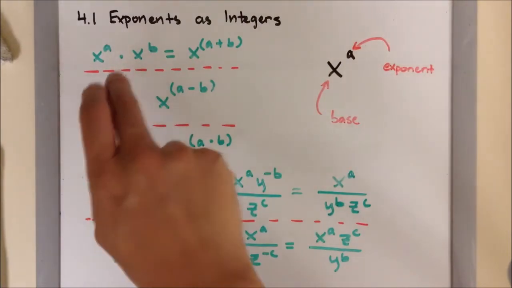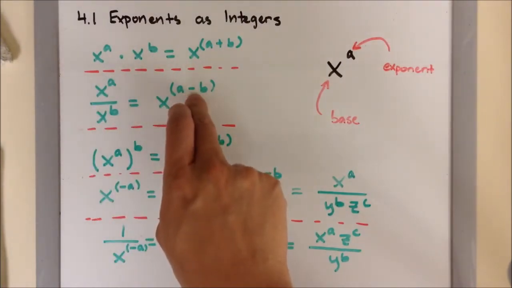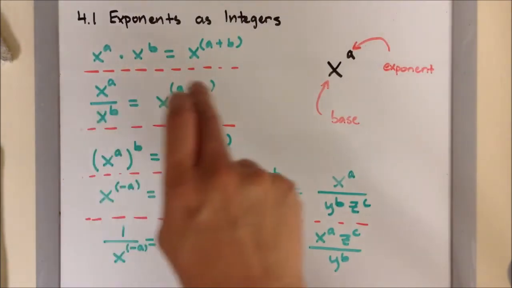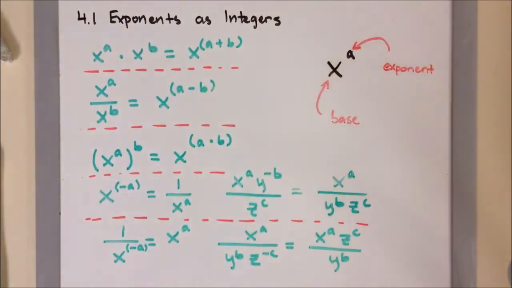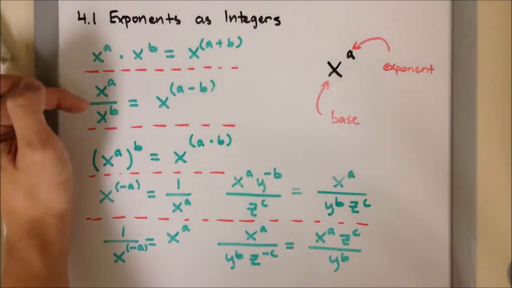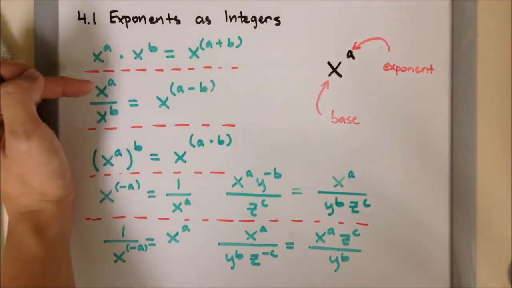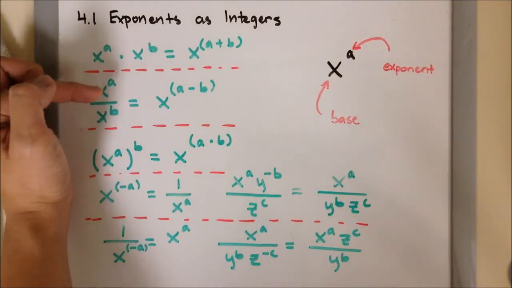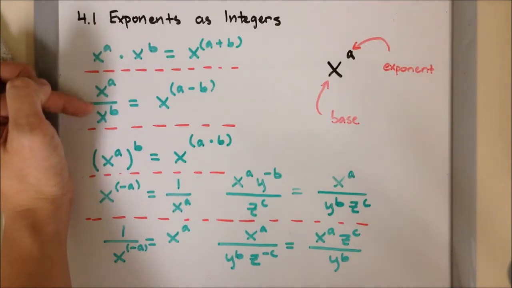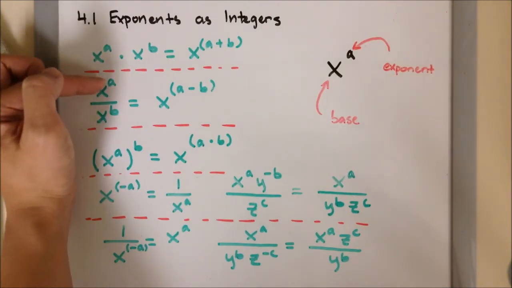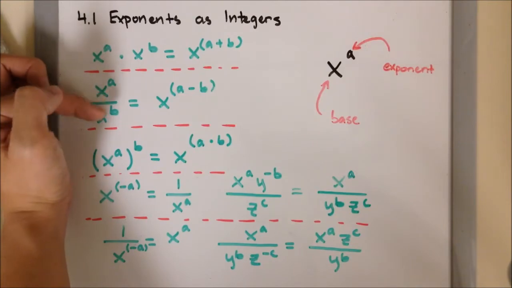So my a is on the top, it will come first, and then minus, my b is in the bottom, b will come second. So when the same base is dividing, you're going to subtract exponents, top minus bottom. So again, when same bases are dividing, it's top exponent minus bottom exponent.